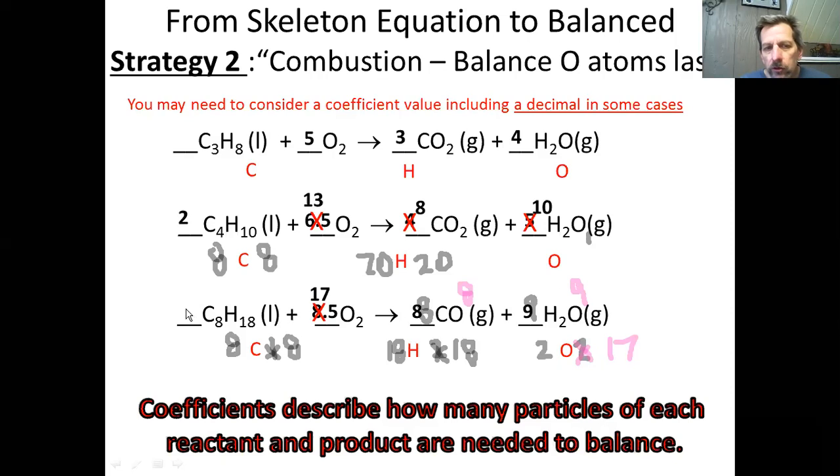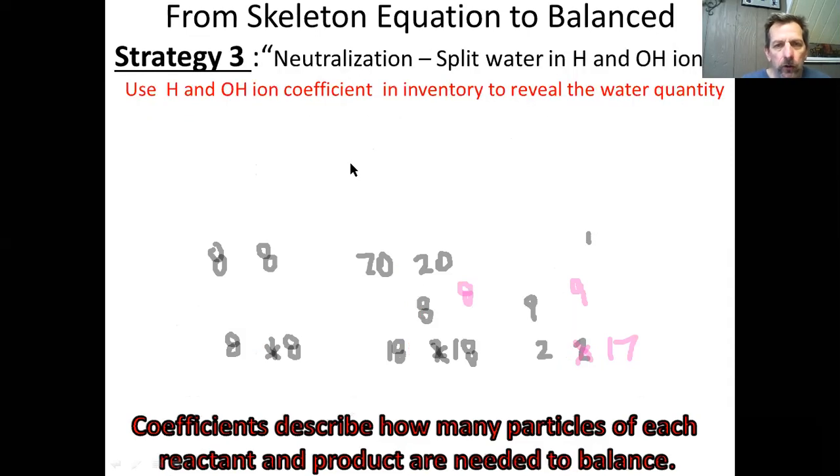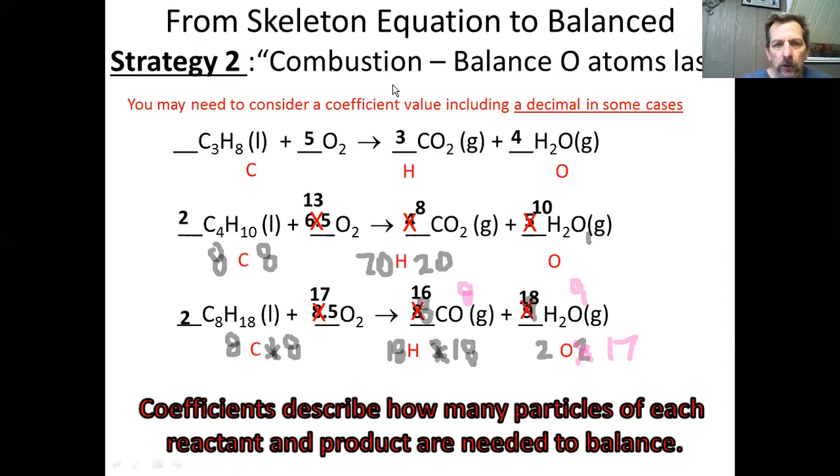Every other coefficient needs to be multiplied by 2 because I multiplied one of the coefficients by 2. So the 1 that used to be here becomes a 2 because I multiplied it by 2. The 8 that used to be here becomes a 16. The 9 that used to be here becomes an 18. This is a very powerful strategy, and you'll want to apply it only in the case where you have combustion reactions. And recall how you know if you have a combustion reaction: O2 as a reactant. So where we see O2 on the reactant side, that's when we're going to think about applying this strategy.